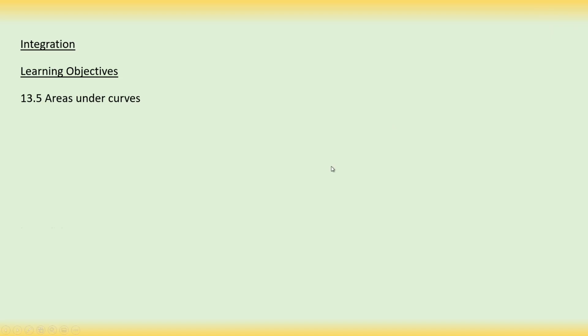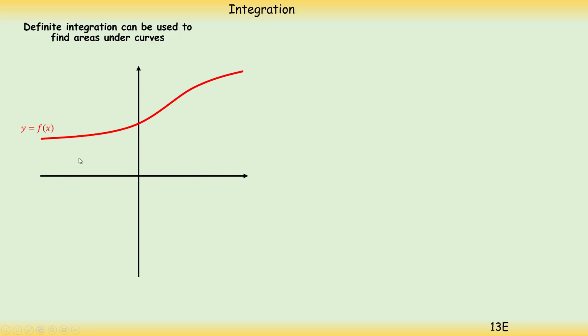Okay, so integration. We can use integration to find the area under a curve. And we can use definite integration to find the area under a curve between two set points. So there's our curve, and we can find the area under a curve, A, by integrating. And what we're going to do is look at a bit of theory as to why this is the case, and then move on to integrating between 2 points.